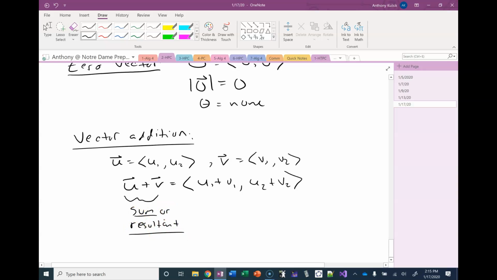So we can call u plus v the sum of the vectors u and v, or sometimes we call it the resultant. Those are both common vocabulary to describe that vector. And this is just like what we did in first semester, right? When like a wind was affecting a plane or something.